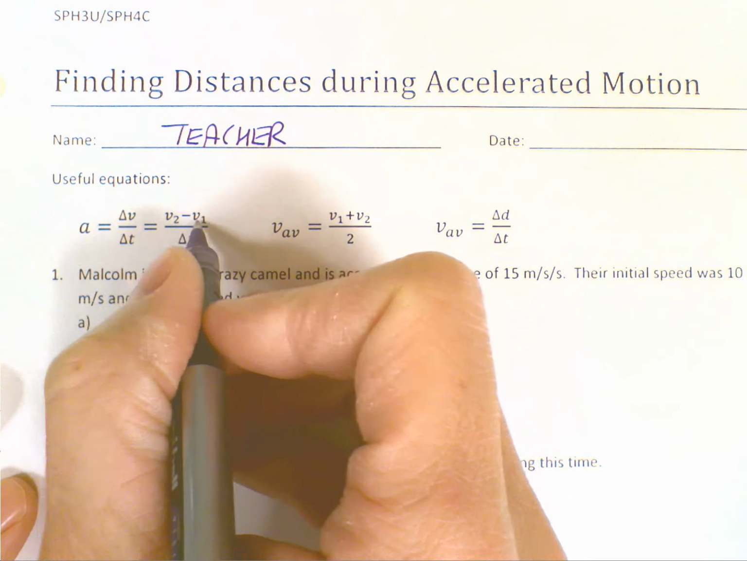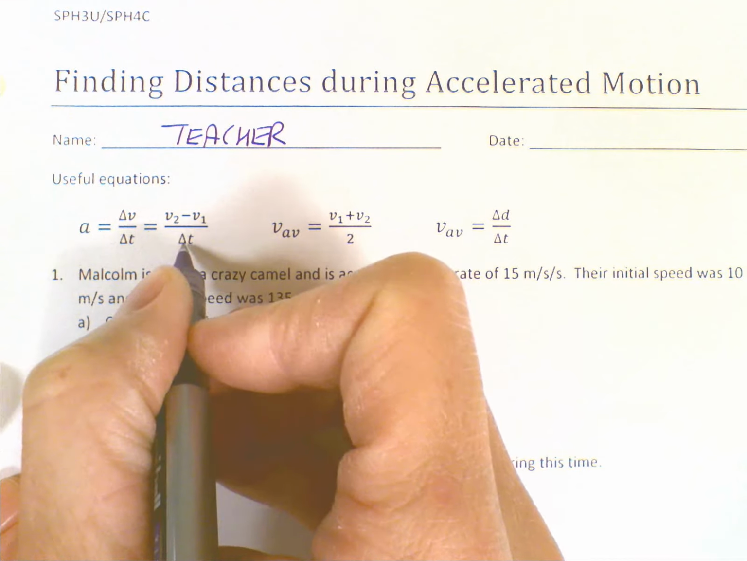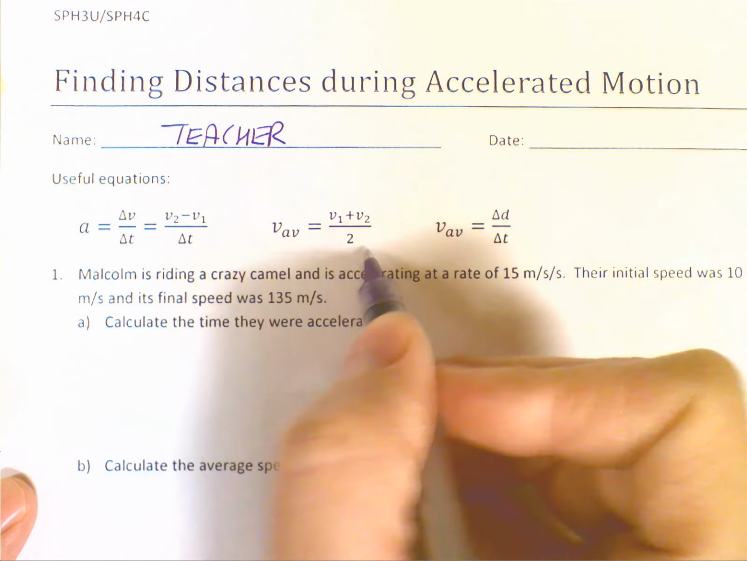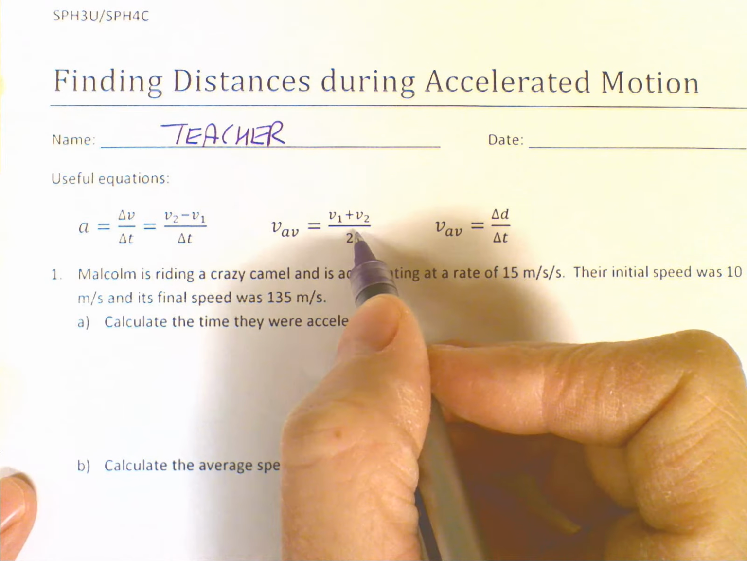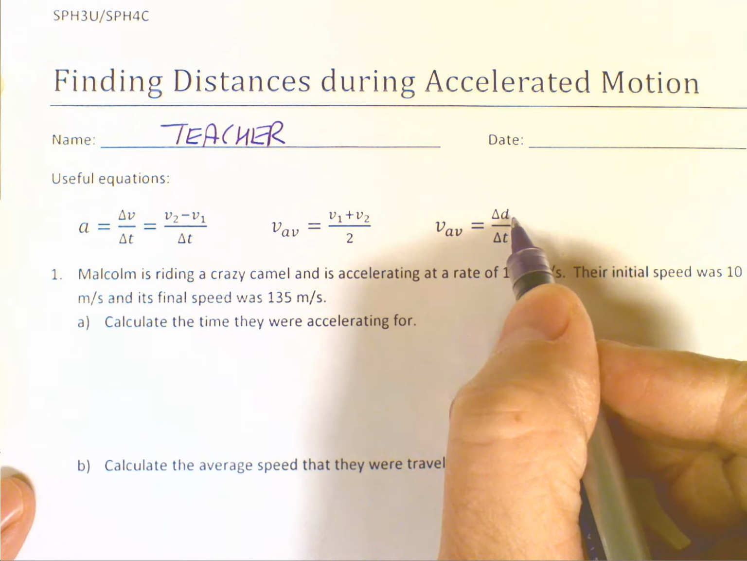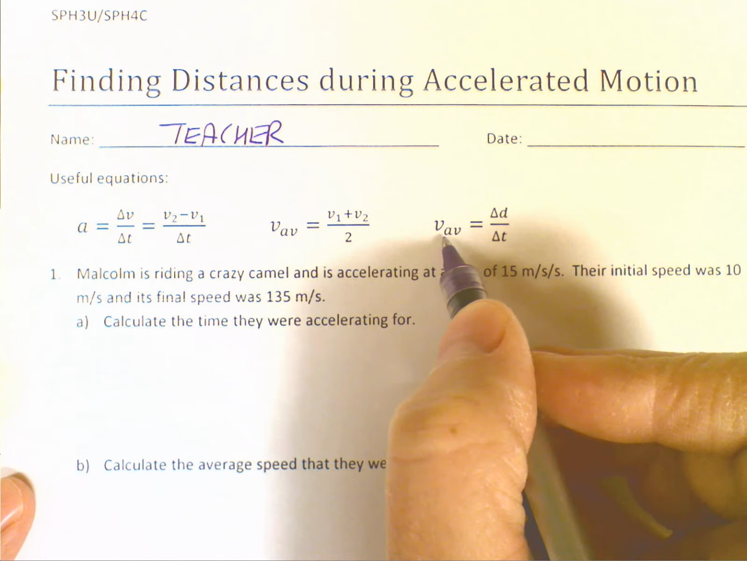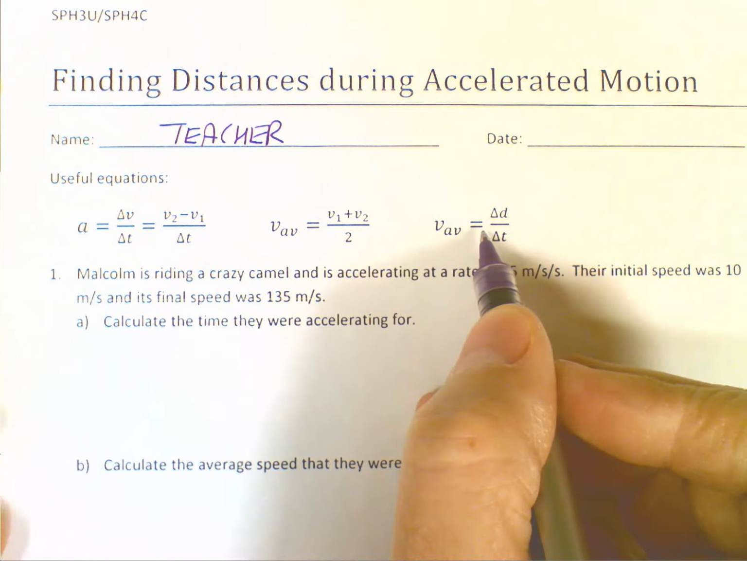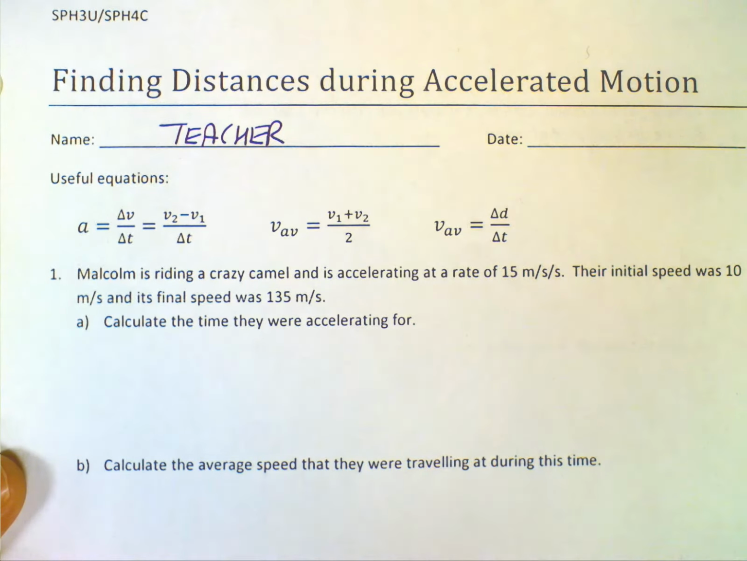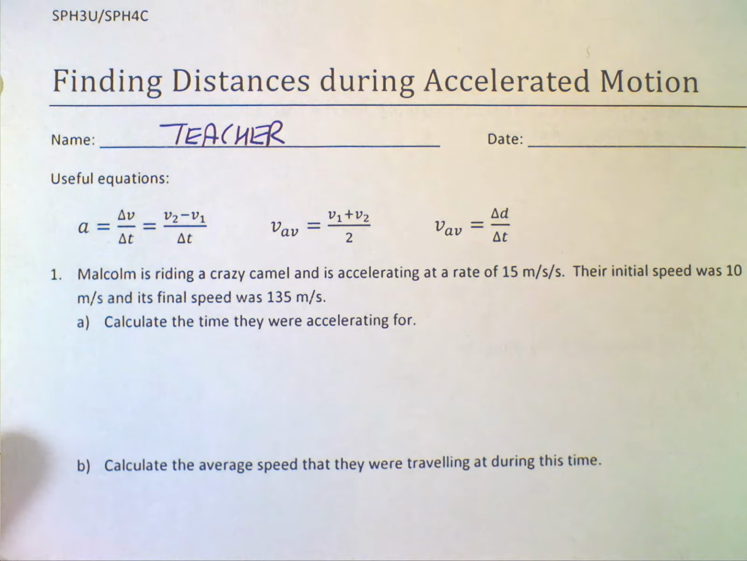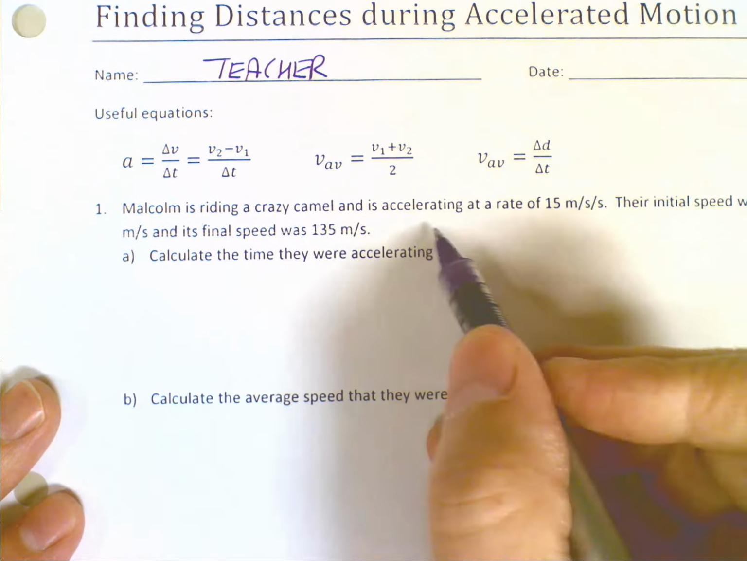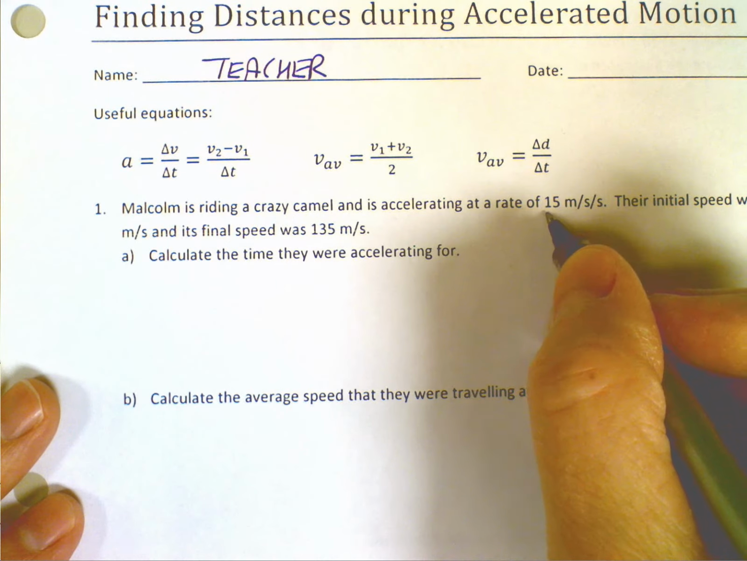acceleration is the change in speed over change in time, which is v2 minus v1, final speed minus initial speed, divided by time. The average speed can be found by finding the initial speed plus the final speed and dividing by 2. And if you know the distance and the time, you can actually figure out what the average speed is. So these three equations are what's necessary to simply find distances during uniform accelerated motion. That's accelerated motion where the acceleration is constant, meaning that it's not changing, it's not jerking around, it's not changing the acceleration.